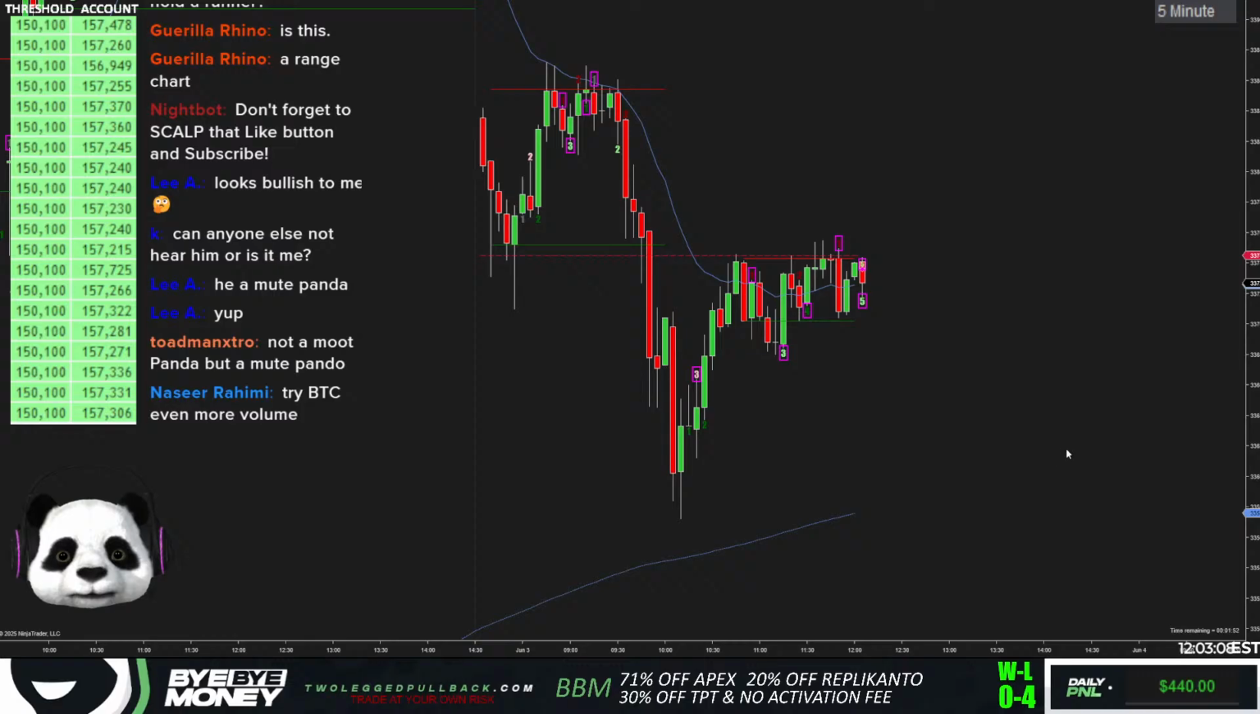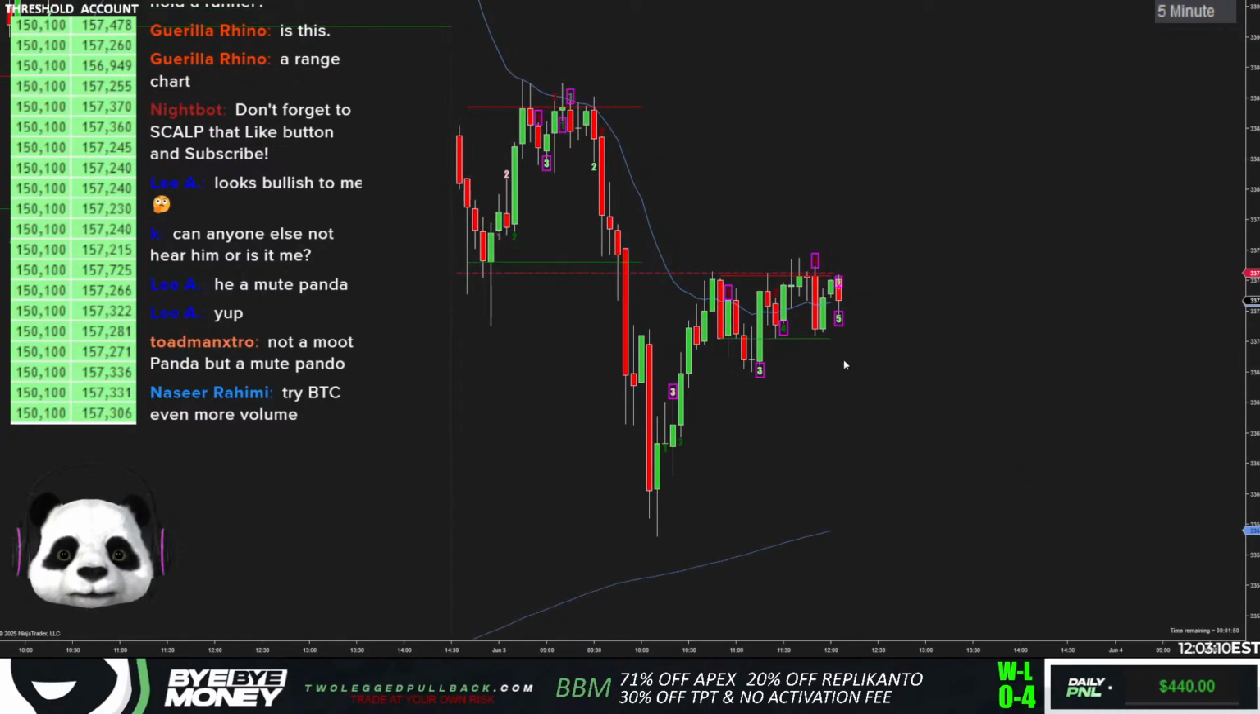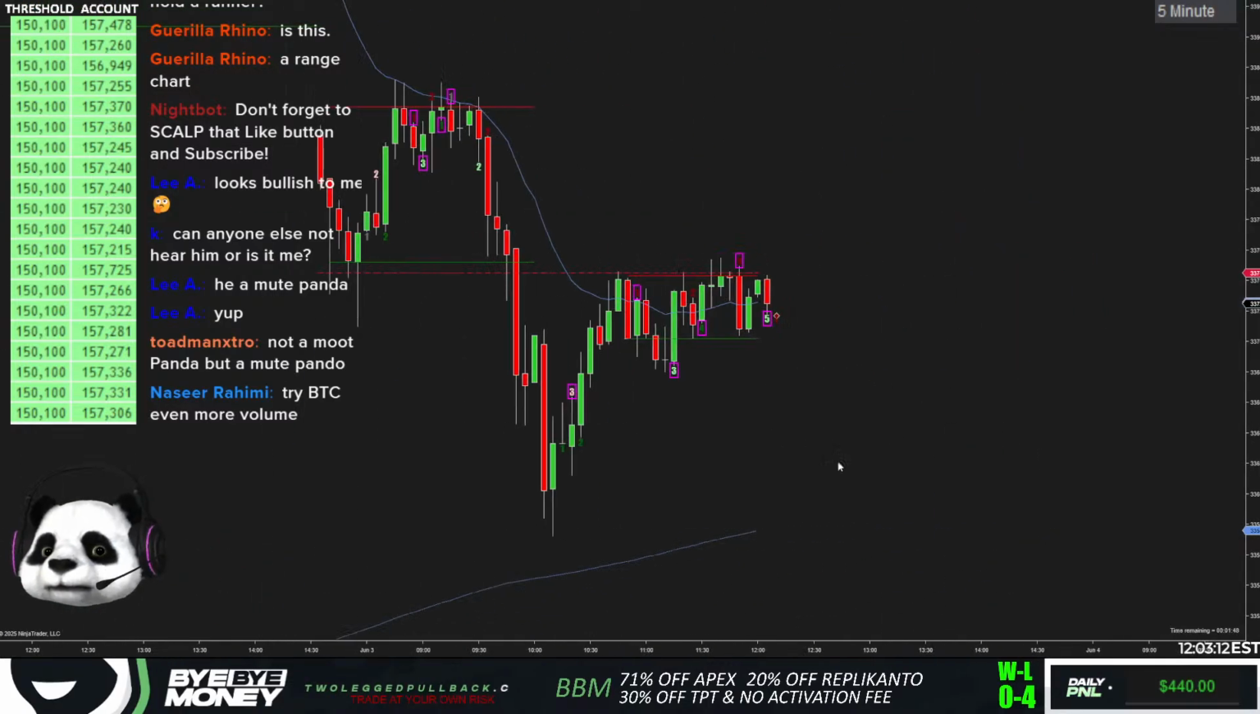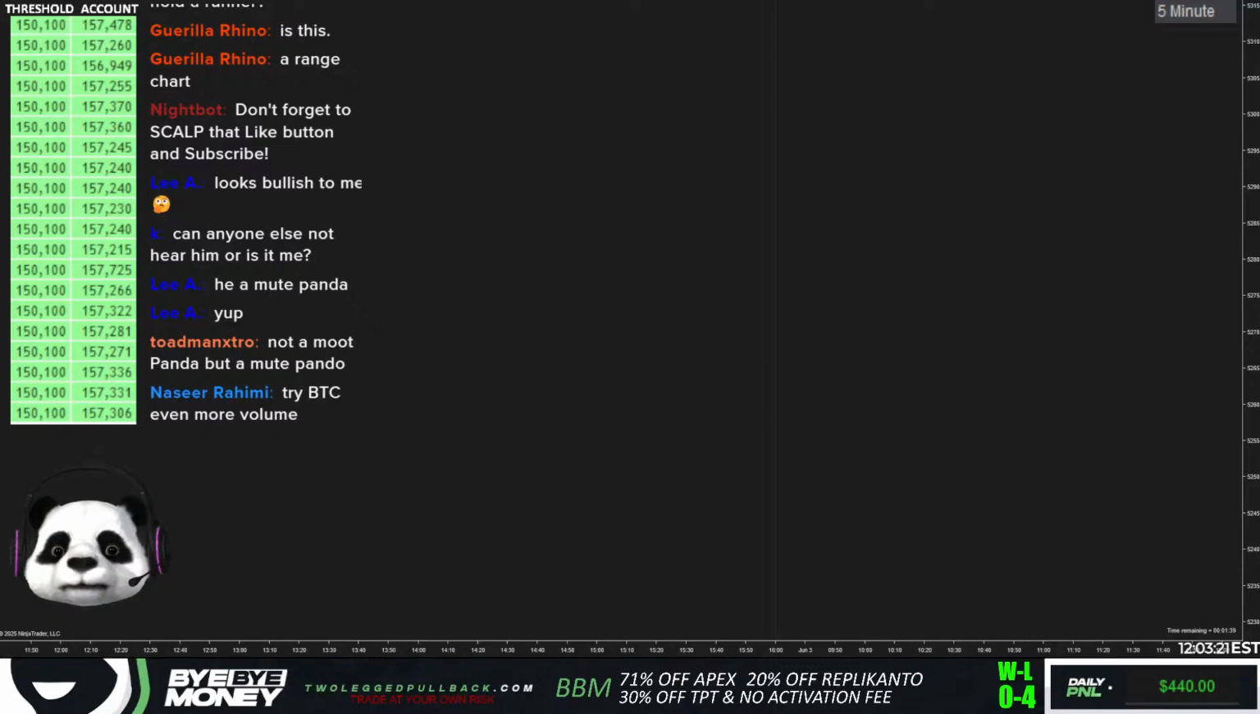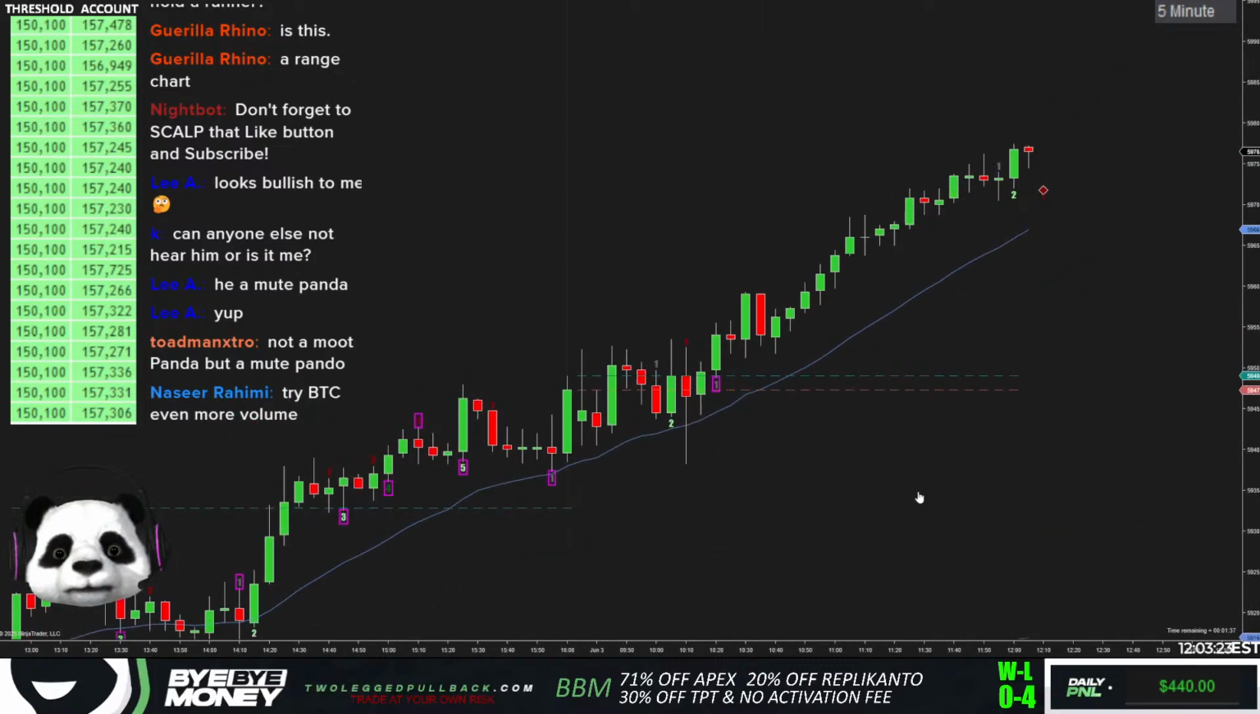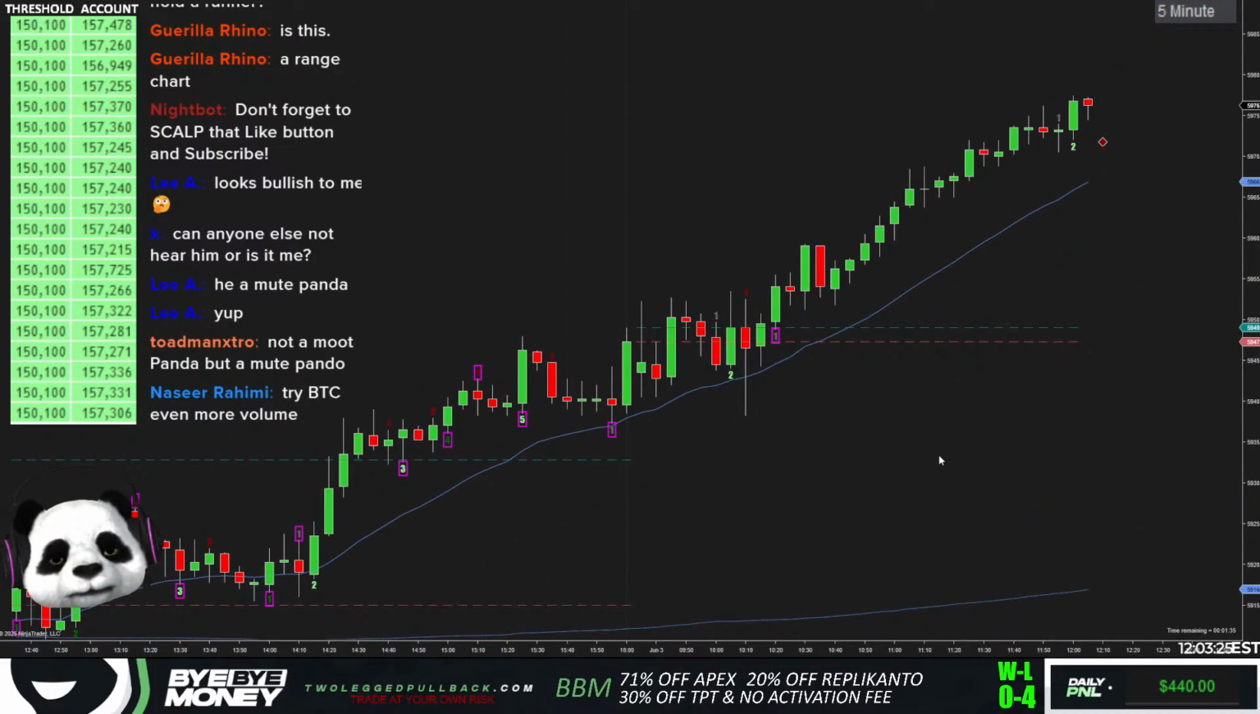Gold not doing much of anything either, so I didn't miss much on gold. It's going in and out of the 20 MA. Not worth trading here as well. I mean, should I dare? Dare I? Interesting.